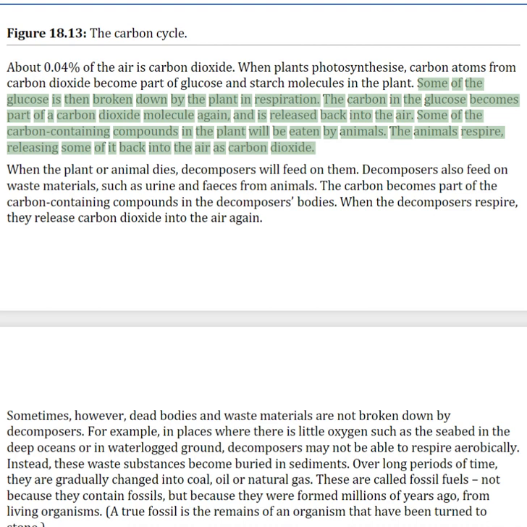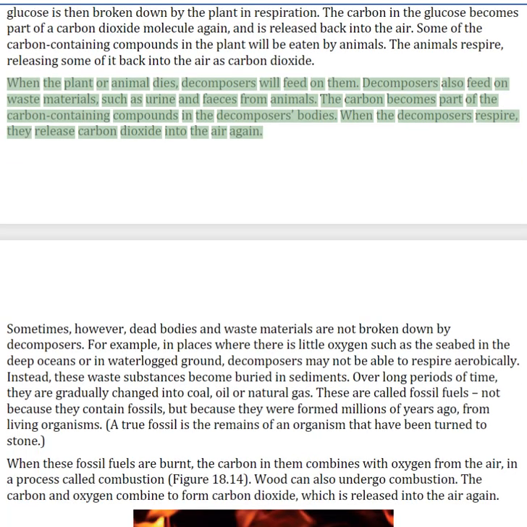Some of the carbon-containing compounds in the plant will be eaten by animals. The animals respire, releasing some of it back into the air as carbon dioxide. When the plant or animal dies, decomposers will feed on them. Decomposers also feed on waste materials, such as urine and feces from animals. The carbon becomes part of the carbon-containing compounds in the decomposers' bodies. When the decomposers respire, they release carbon dioxide into the air again.